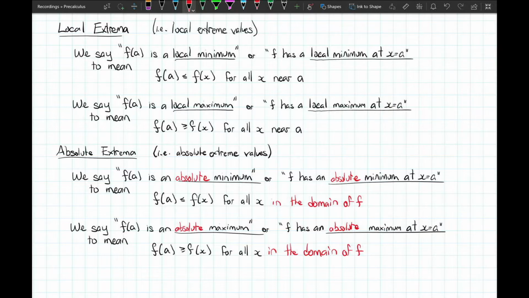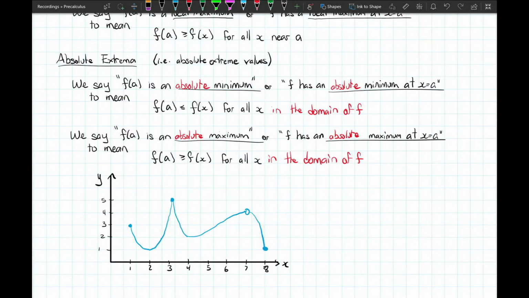Now let's take a look at a function and see if we can pick out local and absolute extrema. Okay, once again, I've drawn a particularly strange looking function here. Y is a function of x, and you can double check it is a function because it passes the vertical line test. Now the domain of this function is from 1 to 8, but excluding 7, because I have an open dot there, so that's not actually part of the function.